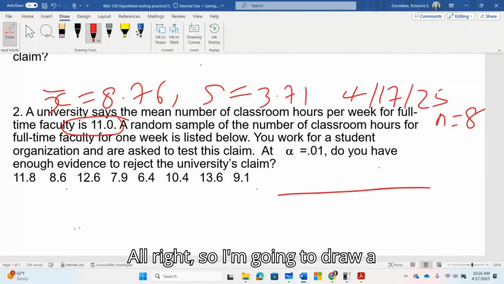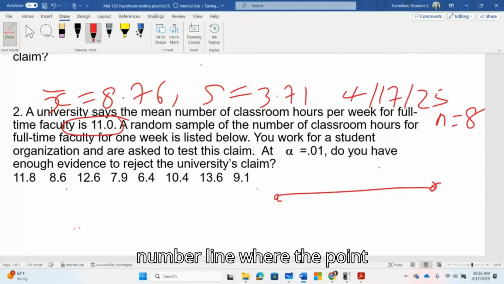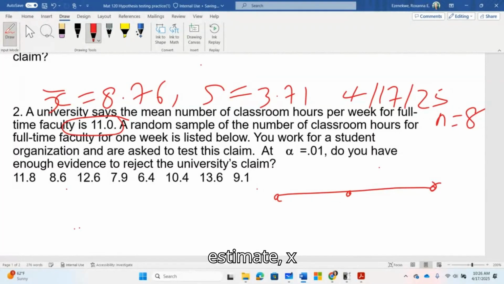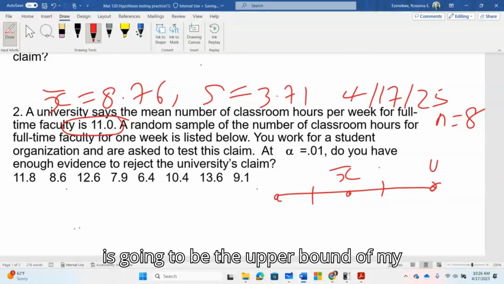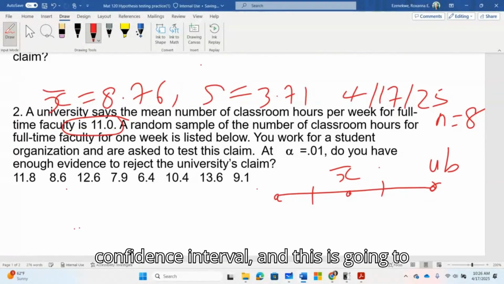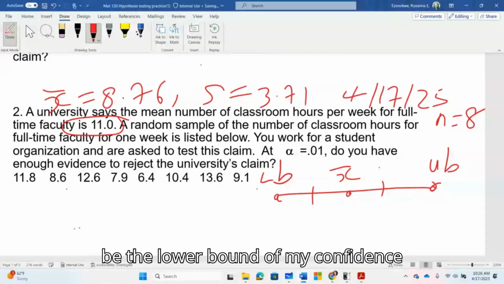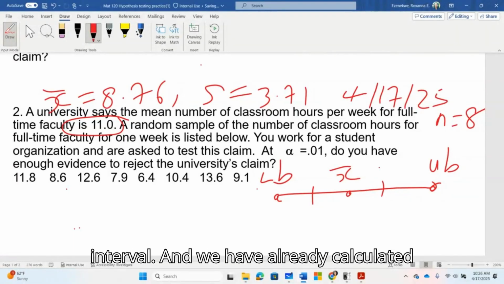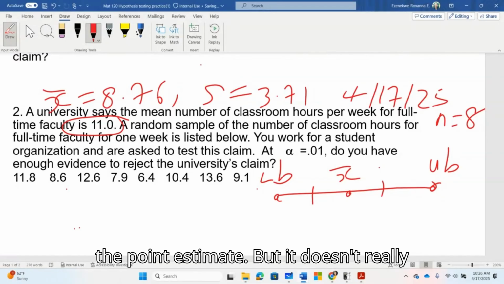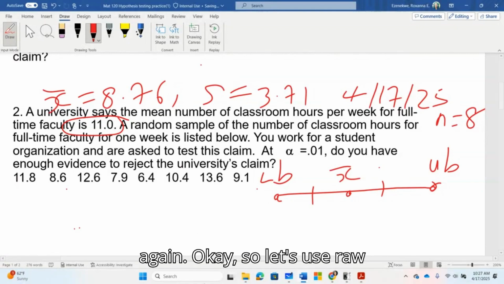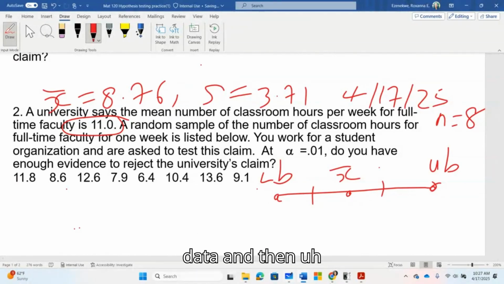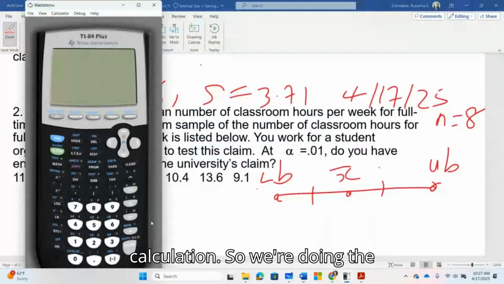I'm going to draw a number line where the point estimate, x bar, is the midpoint of that number line. This is going to be the upper bound of my confidence interval, and this is going to be the lower bound. We have already calculated the point estimate, but it doesn't really matter. We are going to use the raw data again.